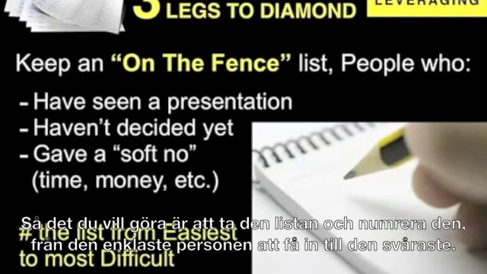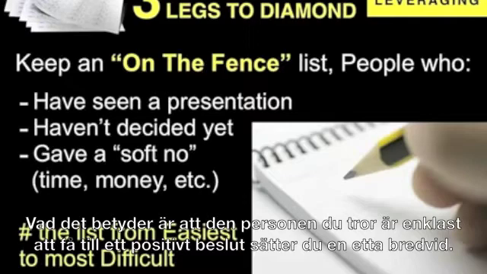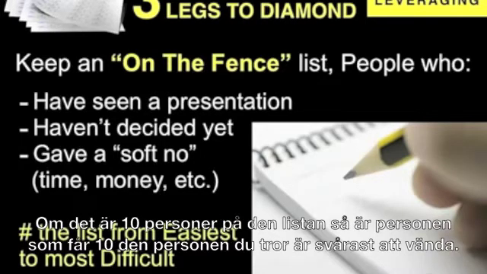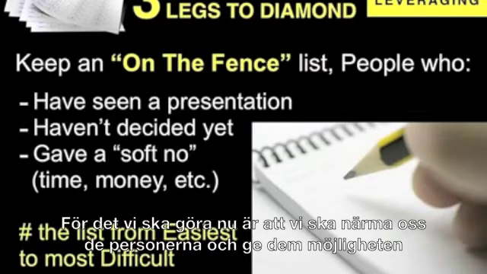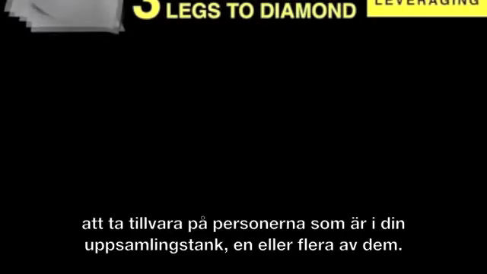And what you want to do is take that list and number it from the easiest person to get in to the most difficult person to get in. So the person that you believe is the easiest person to get to a positive decision, go ahead and put a 1 next to them. And if there are 10 people on that list, the person who gets a 10 should be the person that you think is the hardest person to turn around. They get a 10. Because what we're going to do now is start to approach those people and give them the opportunity to override the people that are in your holding tank, right? One or more of them.